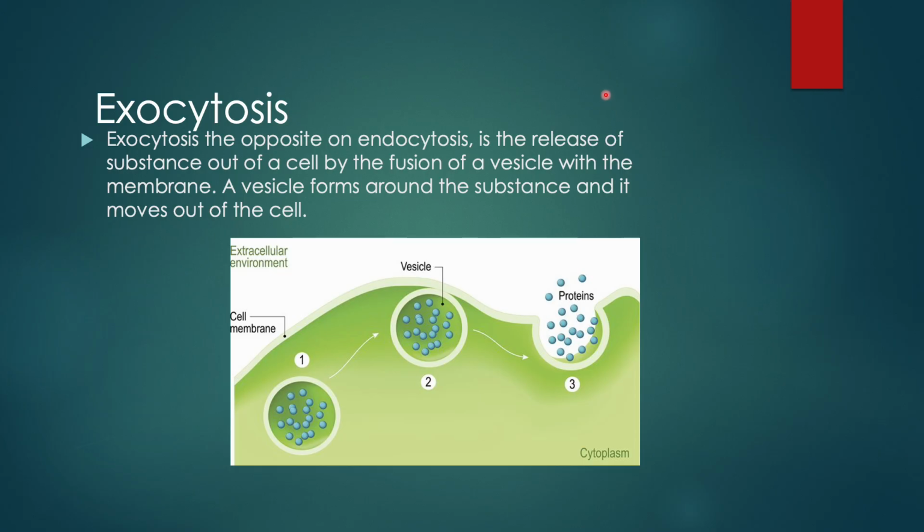Then we have exocytosis. Think exo, like exiting, leaving the cell. Exocytosis is the release of substances out of the cell by a fusion of a vesicle with a membrane. So again, you have a vesicle that has substances in it. It's going to fuse to the membrane, and then once it fuses, it'll open up and release those substances out of the cell.